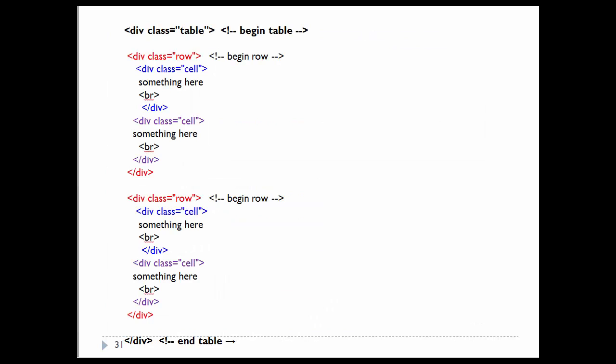So here we see an example of how you might structure your HTML, and I'm using all divs. I have an outer div for the table. I have another div which is where the row might be. I have two of them, and inside I have two other divs where we might have some cells.